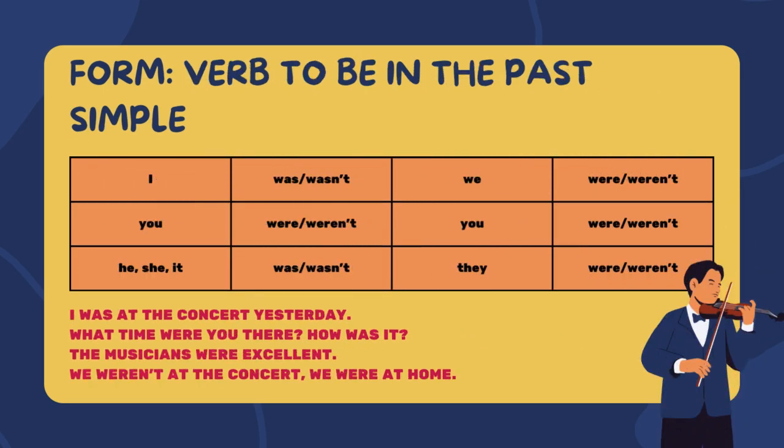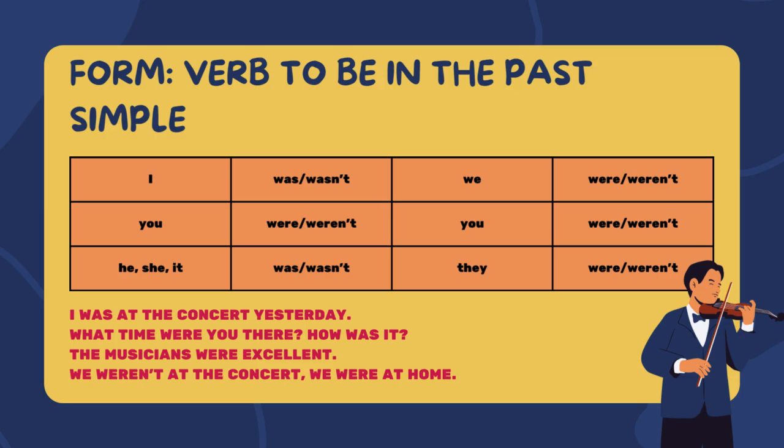Next is the form of to be in the past simple. The examples: I was at the concert yesterday. What time were you there? How was it? The musicians were excellent. We weren't at the concert.